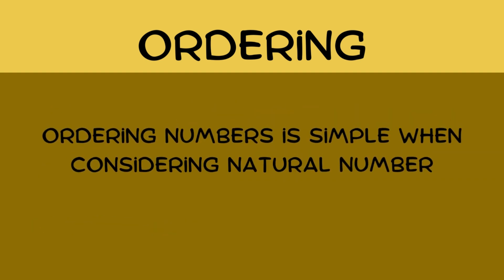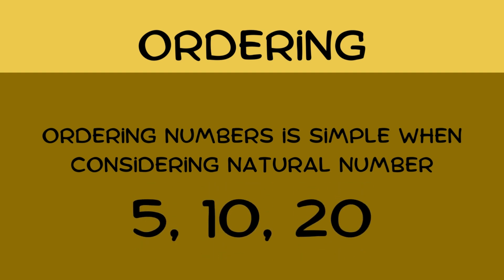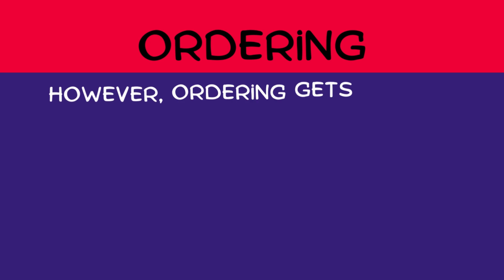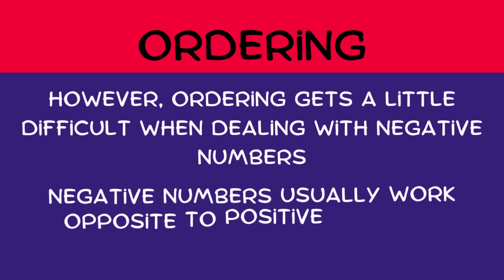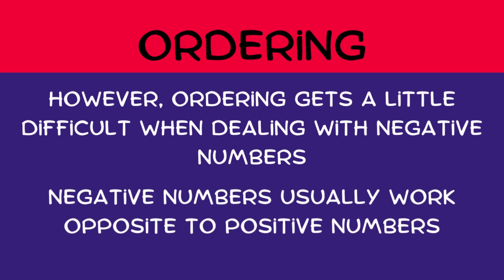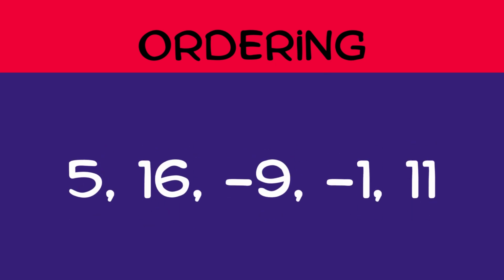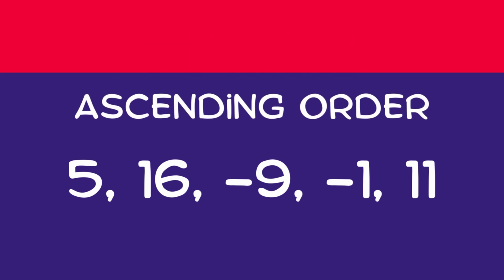Ordering numbers is pretty simple when we only consider natural numbers like 5, 10, and 20. However, they get a little tricky when considering negative numbers. The reason being is that negative numbers often work backwards compared to natural numbers. For example, let's say we wanted to order the numbers 5, 16, -9, -1, and 11 in ascending order.